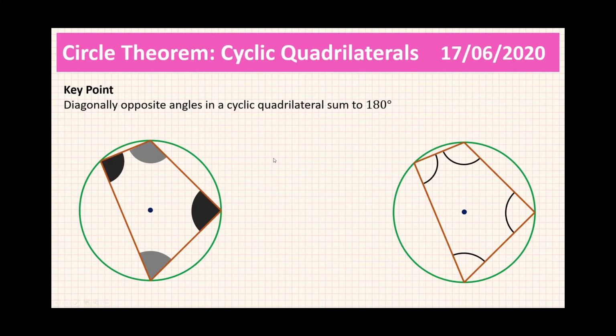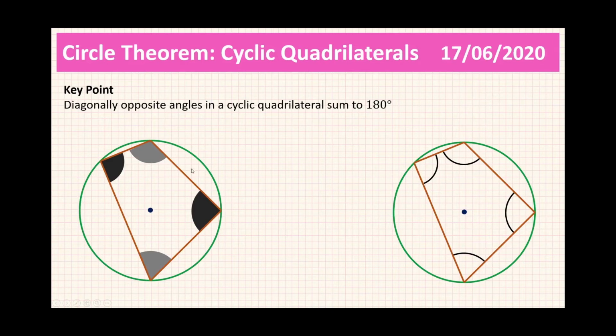Okay, so what makes a shape cyclic? Well, we said a shape is cyclic if the vertices, the corners of the shape, are on the circumference of the circle. And we can see here that we do have that in this quadrilateral. The corners of this quadrilateral, the vertices of this quadrilateral, are on the circumference of the circle.